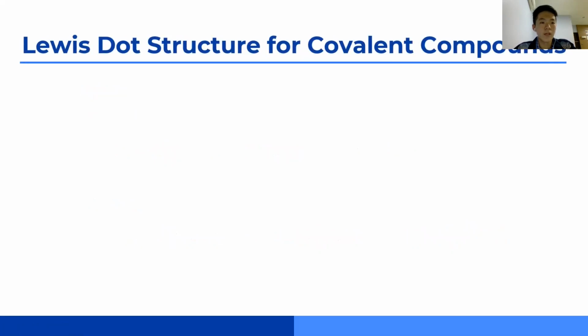Now we're going to talk about Lewis dot structure for covalent compounds. So we're going to look at some examples. So example number 1, bromine. We know that bromine has a valence electron of 7, so 7 dots around bromine.